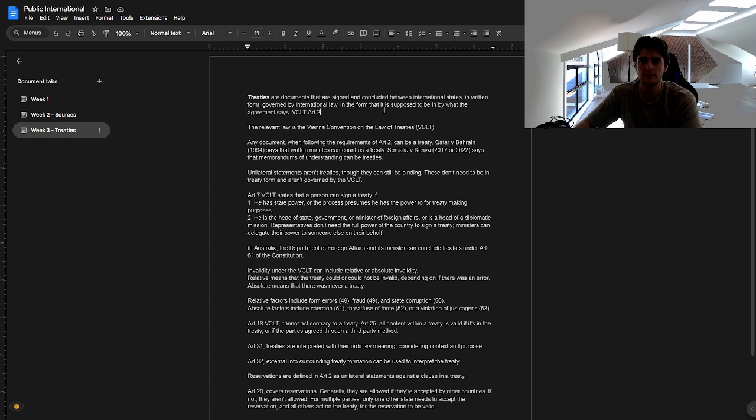Treaties, I pretty much like to think of them as contracts between countries. That's probably the best way that it sits in my head, probably because I'm studying contracts as well, but also because the principles are kind of similar. Treaties are documents that are signed and concluded between international states in written form, governed by international law in the form that it is supposed to be in by what the agreement says. It used more mumbo jumbo, but it used different terms to describe that last part.